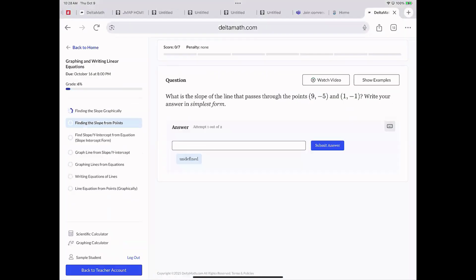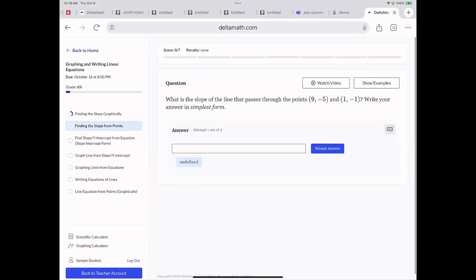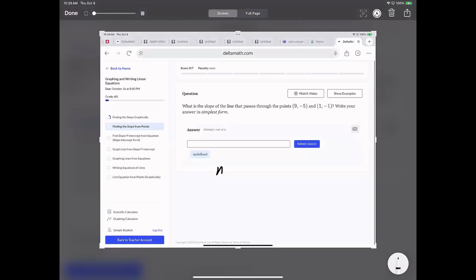Now this one, basically all we're going to do is use the slope formula, and the slope formula is going to be given to us. So whenever they give us 2 points, we can use the slope formula. So let me take a quick picture. All right, so this is the slope formula. M stands for slope. It's going to be y2 minus y1 over x2 minus x1. Y's always go on top. So this is x1, y1, x2, y2.